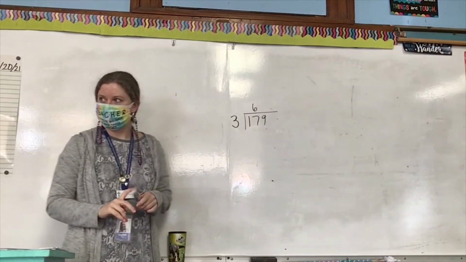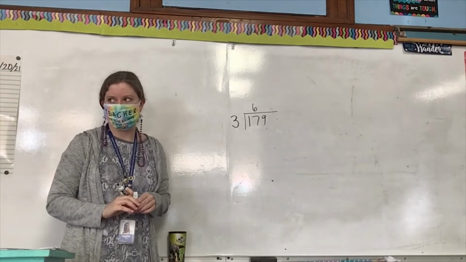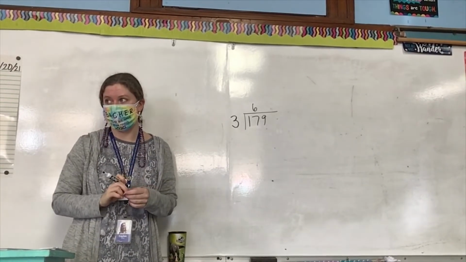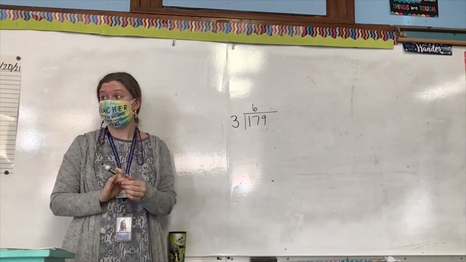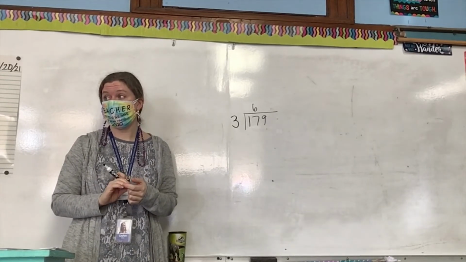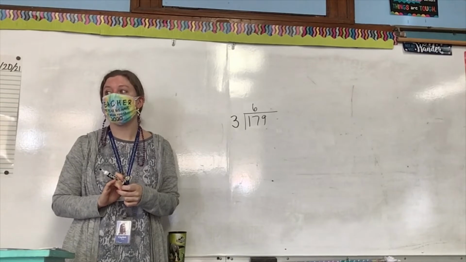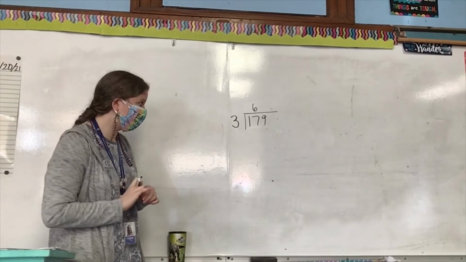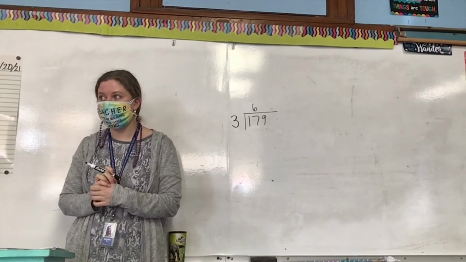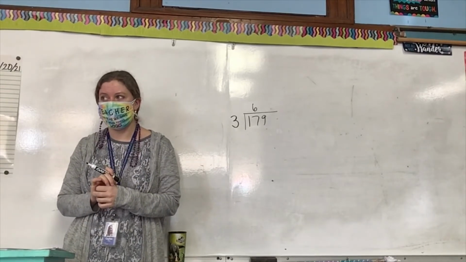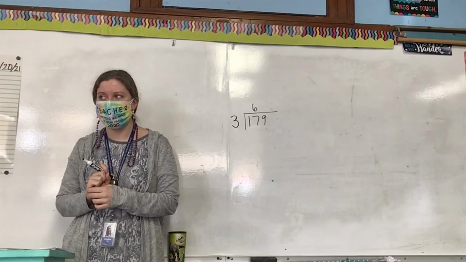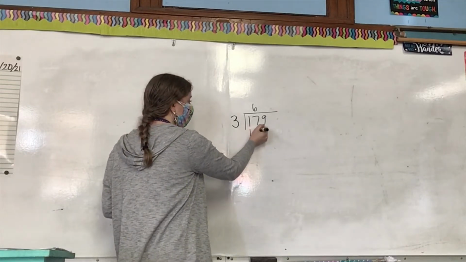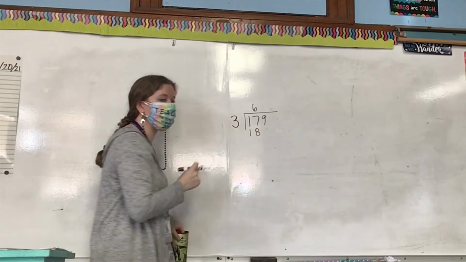Victoria, what operation do we do next? We multiply, which means we do what? Tell me in words. Loud, loud, loud. We multiply the digit we just got by our divisor. Good. What's the digit we just got? 6. What's our divisor? 3. What's 6 times 3? 18. And I just line it up with that 17.